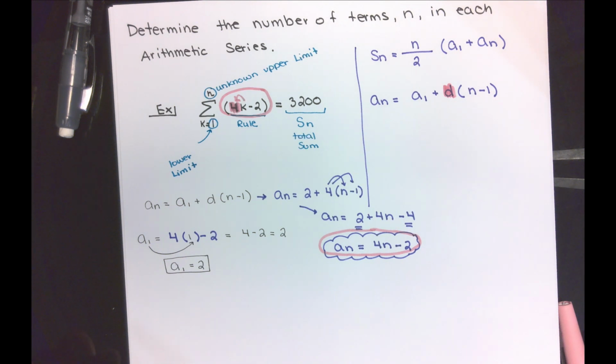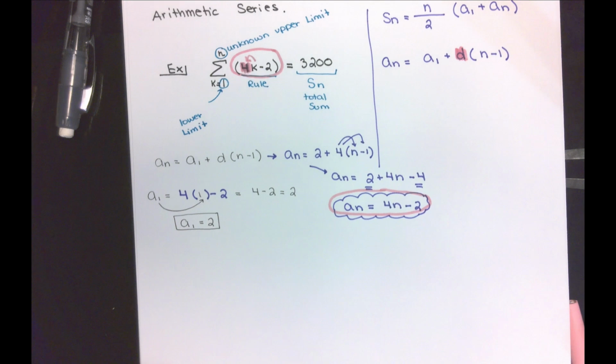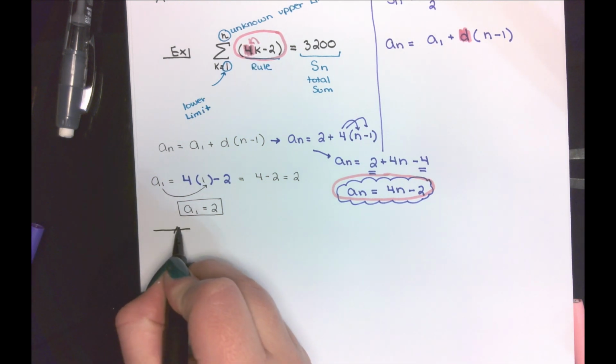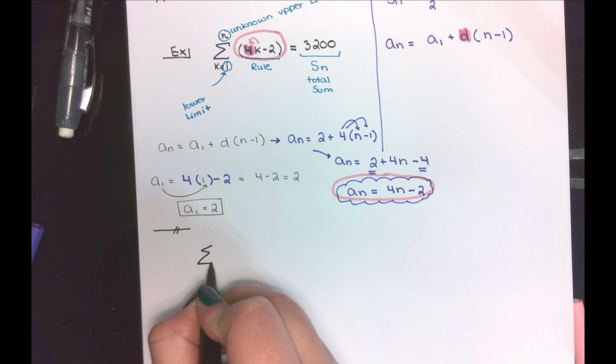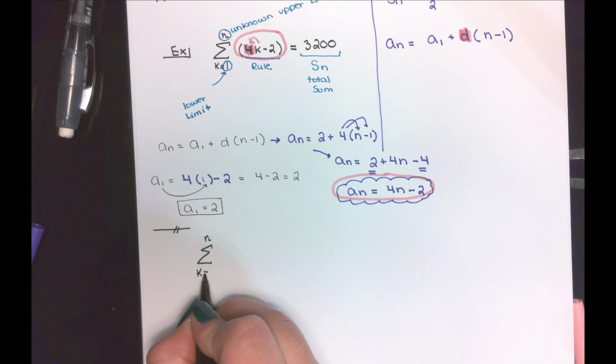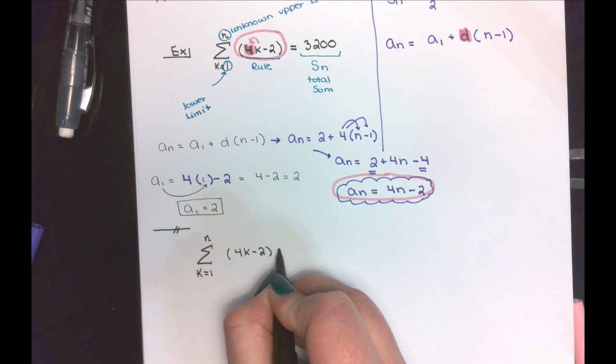All right, so let's go ahead. I'm going to rewrite this so we can actually do some solving. I thought I wasn't going to have to pick up my marker. I am. Give me a second. Alrighty, I'm back. Let's go ahead and rewrite this. It's the same example. We have an unknown upper limit. We have k is equal to 1. We have our explicit rule. And we have our sum.